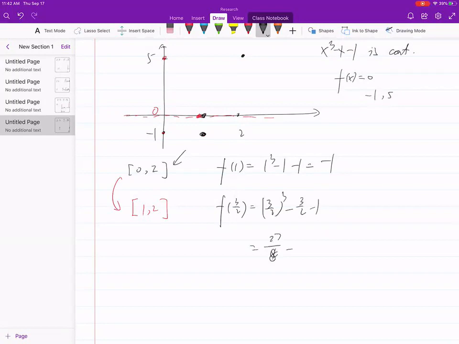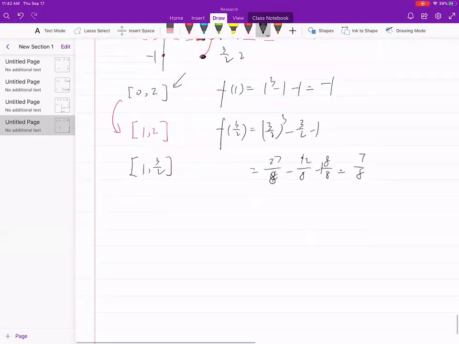Eight minus 8/12 minus 1, which is 8/8, which is 7/8, which is positive. Therefore, it's here, between 1 and 3/2. What do you say? It's between 1 and 3/2. Okay. Better? Can I make it even better?